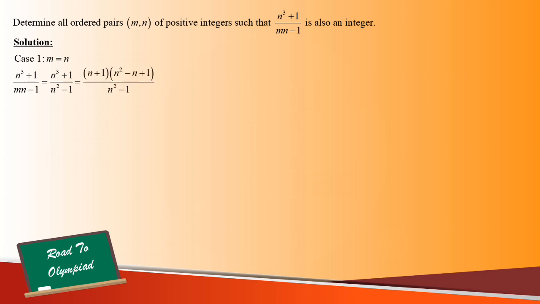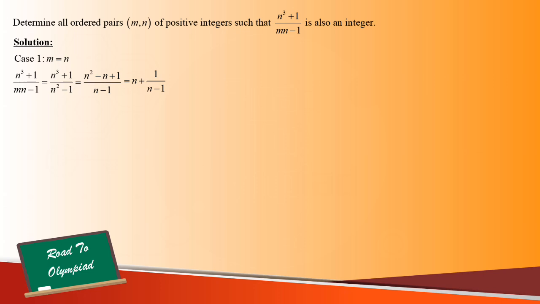The numerator can be factorized into (n + 1)(n^2 - n + 1), whereas the denominator can be factorized into (n + 1)(n - 1). This allows us to cancel the n + 1 and get (n^2 - n + 1)/(n - 1), which we can further simplify into n + 1/(n - 1).